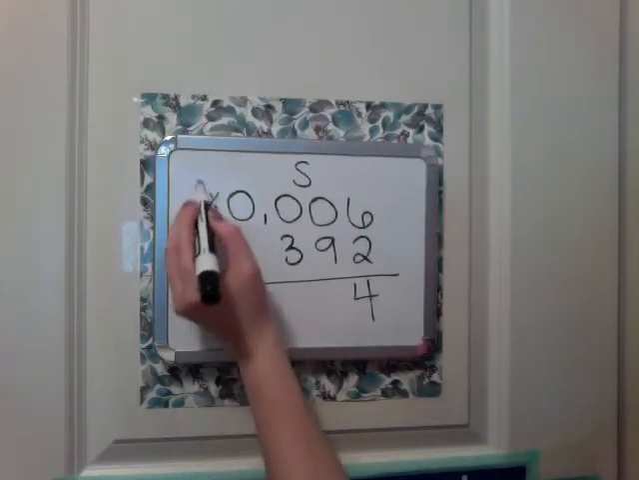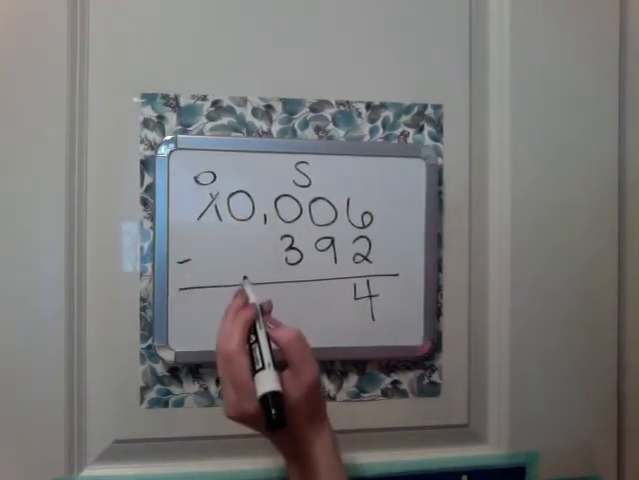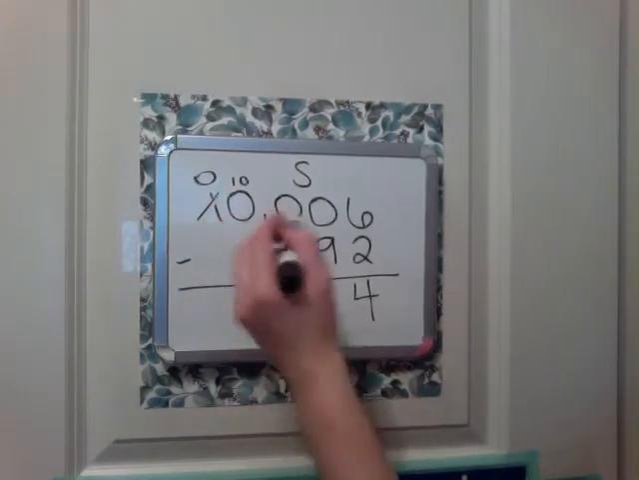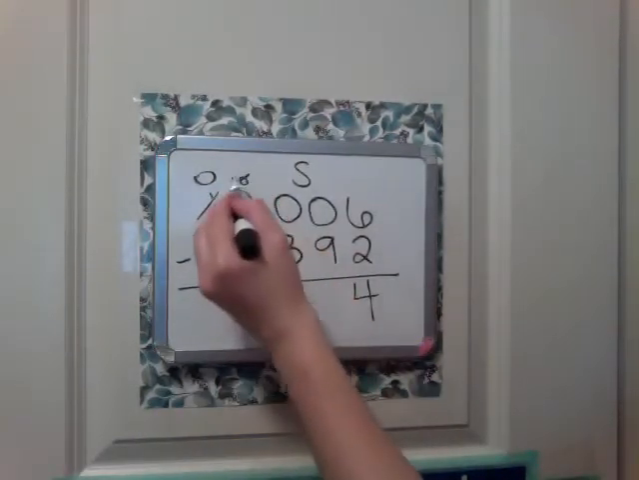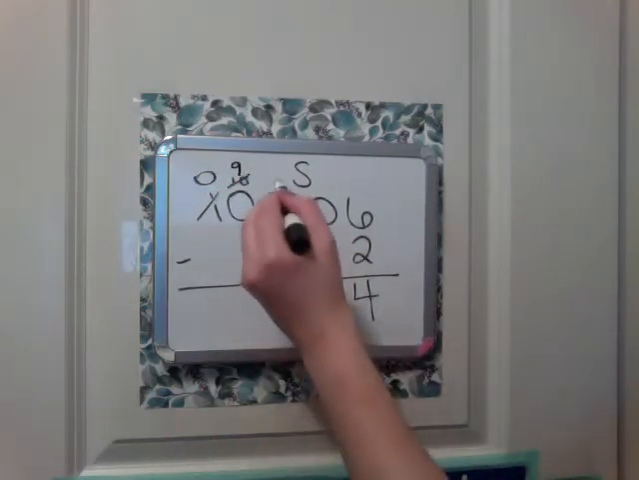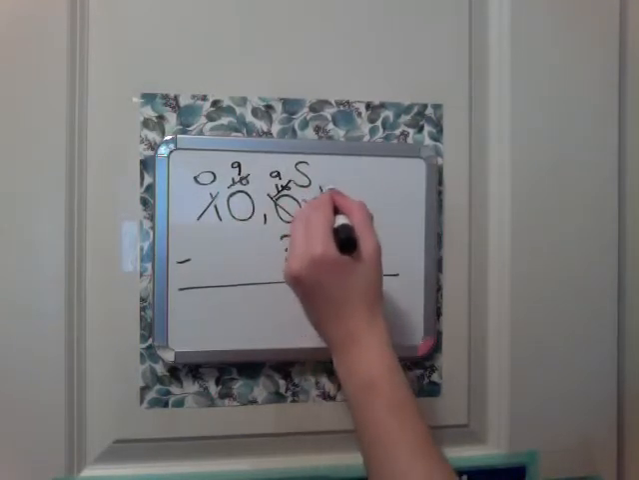We're going to take that 10,000. We don't have any left. So now we have 10 thousands. We still need to regroup to help these two place values. So take 1,000. We now have 9,000 and 10 hundreds. We have one more place to regroup, 9 hundreds and 10 tens.